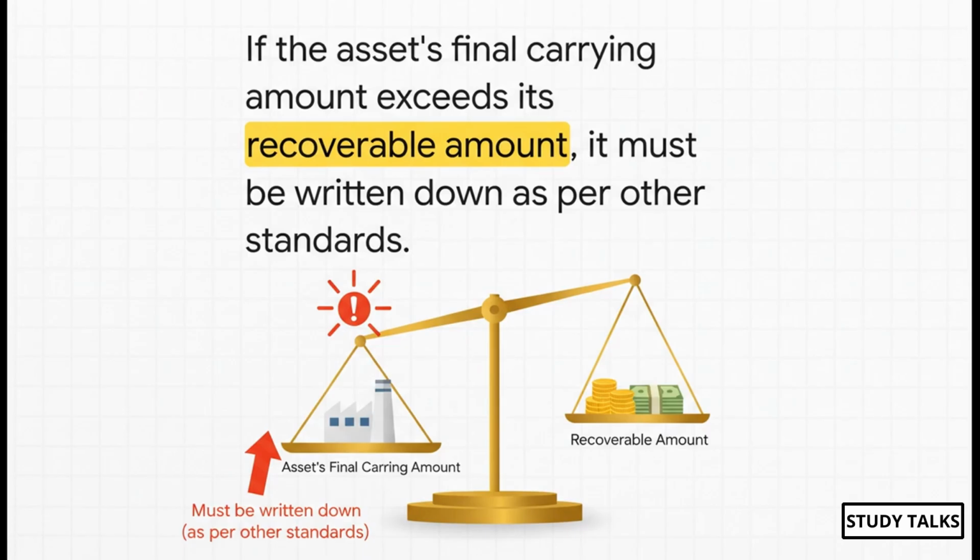Just a quick but really important side note. AS16 doesn't live in a bubble. After you've done all your calculations and capitalized the borrowing costs, you still have to check if the final value of your asset is more than what you can actually get back from it. If it is, you need to write it down, following other standards like AS28 on impairment. You can't just keep adding costs to an asset if it's not actually worth that much.